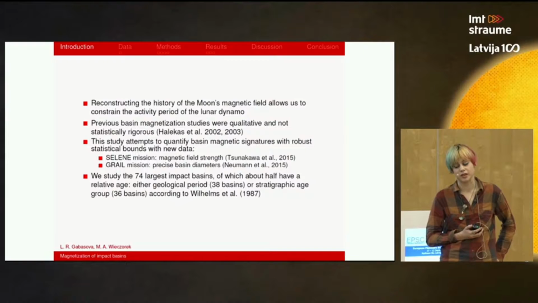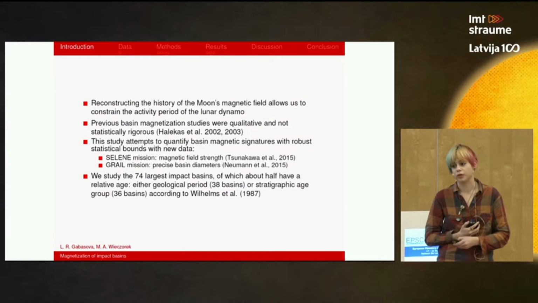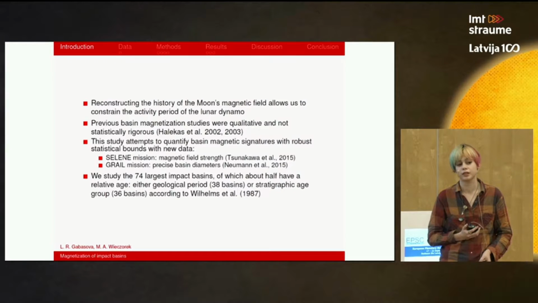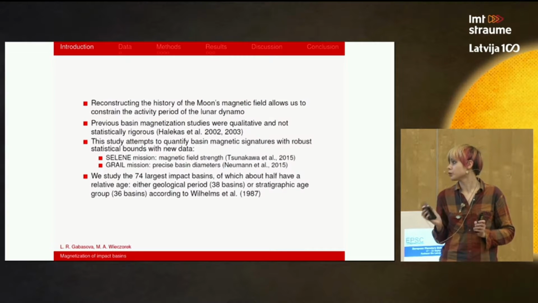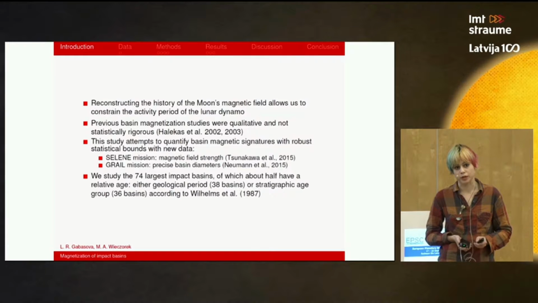The main motivation for this project is that the magnetic signatures of impact basins record the magnetic field strength at the time of impact via remanent magnetization. So taking a look at the evolution of that paleo field strength over time, correlating it with the basin age, can let us constrain the time period when the dynamo causing the field was active.